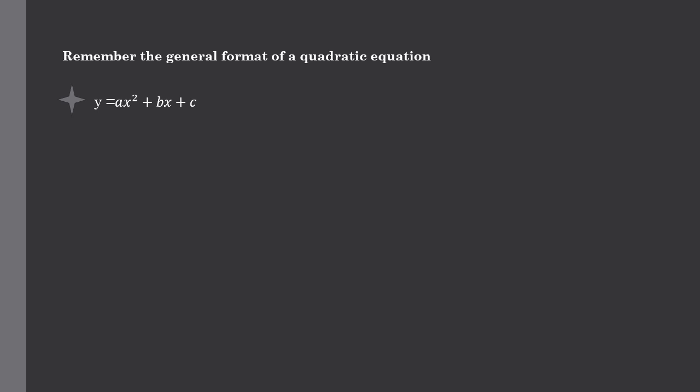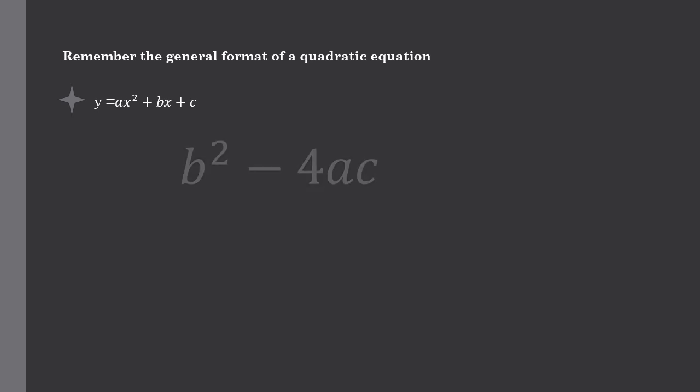So we have y equals ax squared plus bx plus c. It is quadratic. For those of you that do not know, it is quadratic because the degree is 2. In other words, the highest power of the equation or the expression is 2.